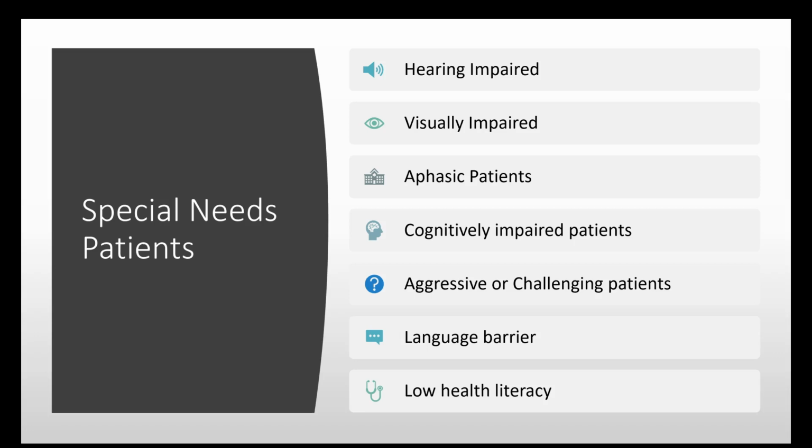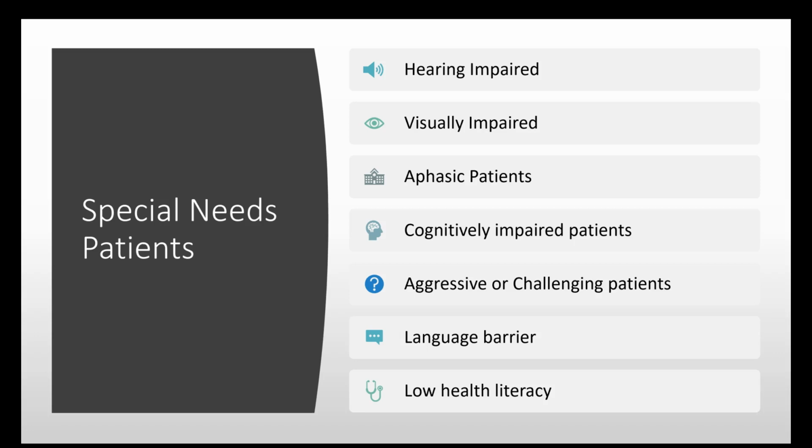Our aphasic patients, these are patients who cannot talk. Sometimes patients who can't talk are actually able to write. So sometimes it's a good idea just to give them that little piece of paper so that they can write things out. The other thing you can do is give them that visual board as well, and they can look and point to whatever it is that they need to do.